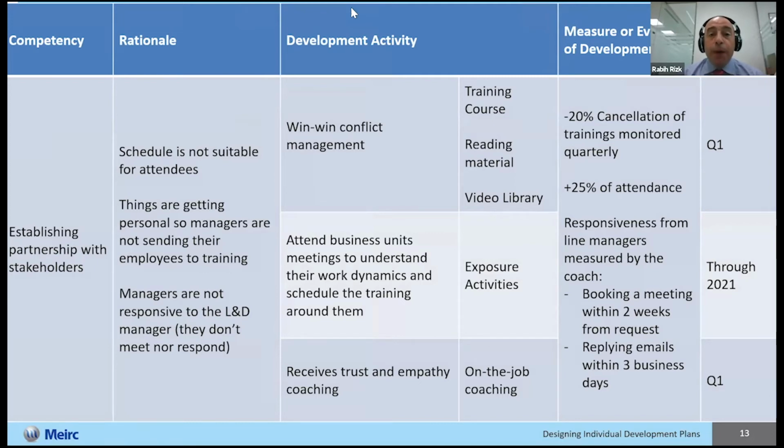further develop the IDP. Now, I kept a column for the rationale so we can really establish the link on how we chose this competency and not something else, because we could assign many competencies that can be developed in order to help this L&D manager to achieve 90% of the implementation of the training programs.